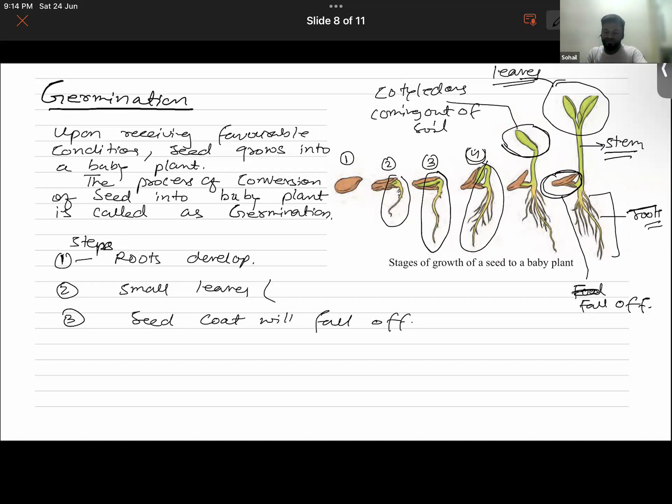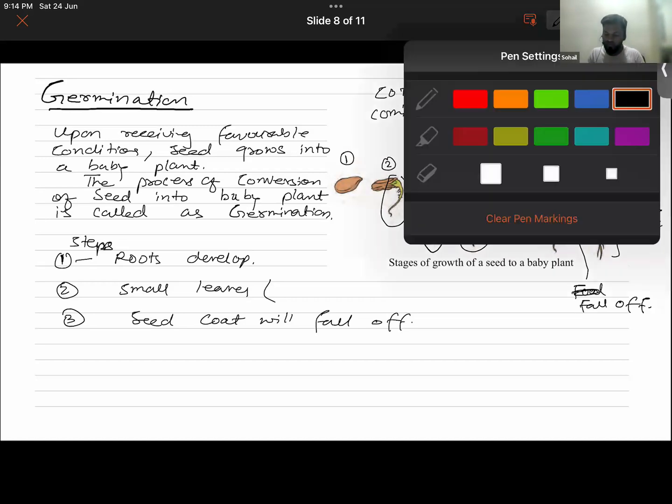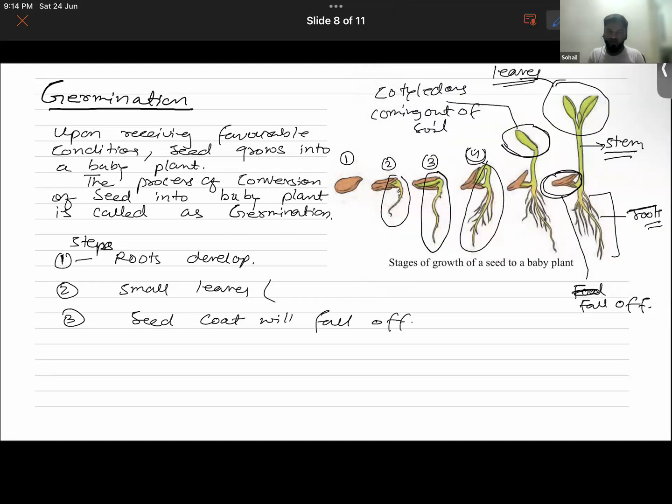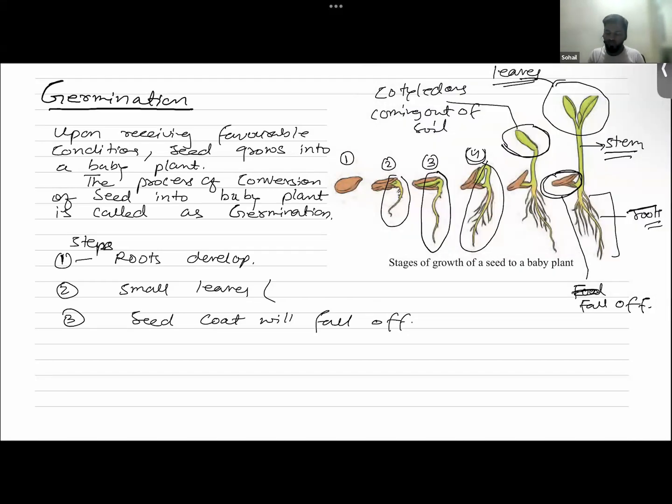See this stage here. This is not cotyledon, this one. Let me highlight. See this one here. Can you see? This stage here. This is actually the cotyledon which has come out from the ground. Okay. So initially in all these 4 stages, root was coming out of it. Roots nikal rahi thi seed se. Now in this stage, cotyledons has started to come out of the ground.